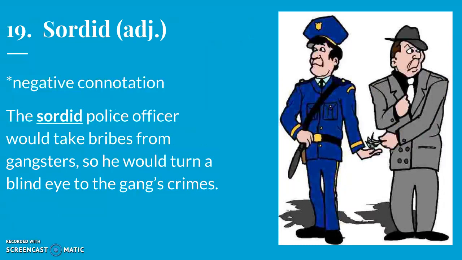Number 19 is sordid, which is an adjective. The definition for sordid is filthy, squalid, morally low, corrupt, or dishonest. So if something is sordid, it could be just filthy and dirty, like a t-shirt that has a lot of mud on it from falling down in the rain or something. But it could also be something where we're talking about people who are corrupt or dishonest. So this has a negative connotation. To connect to the picture, the sentence states, the sordid police officer would take bribes from gangsters, so he would turn a blind eye to the gang's crimes.